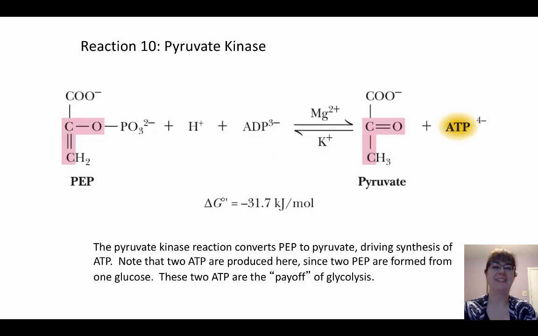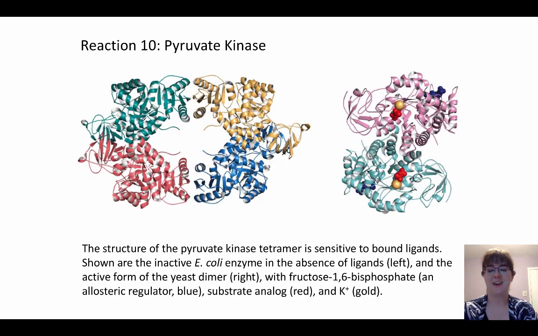Looking overall at the reaction, we have phosphoenolpyruvate, which is going to go to pyruvate, and that one phosphate is going to go onto ADP. So we are again going to have that substrate level phosphorylation. Overall, this reaction does have a very negative delta G value, so this is going to be going in that forward direction. Here again are our structures of this. When it is inactive without the ligands, it's got a slightly different shape. When it's actually bound to things like fructose 1,6-bisphosphate, it's got a slightly different shape to it.